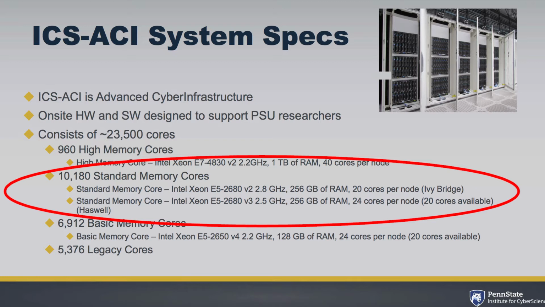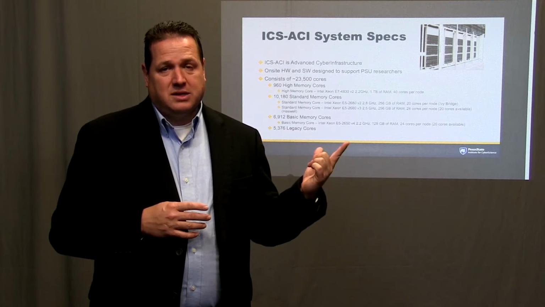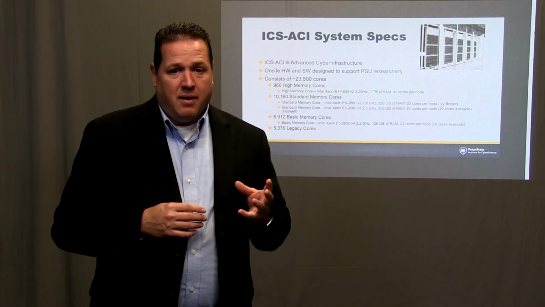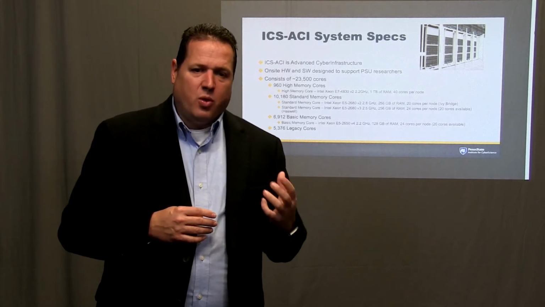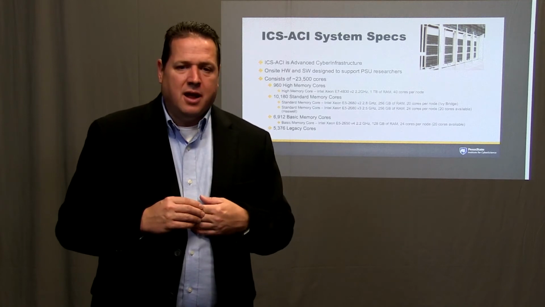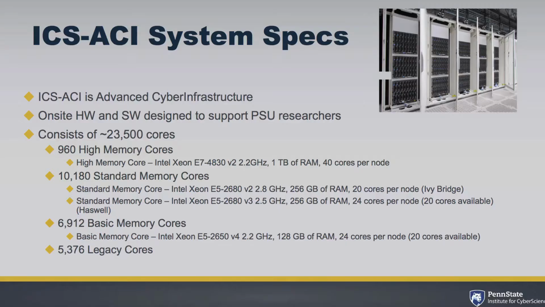There's Ivy Bridge and Haswell. So if your code is optimized to run on one versus the other, right? That is something you can submit to the queues to indicate whether you want Ivy Bridge or Haswell. Specifics for those, obviously 256 gig of RAM per node and 20 cores per node for both of those. The new Haswell has actually 24 cores per node. 4 of them we reserve for our Open Queue and overhead, so their utilization is 20 cores available per node.